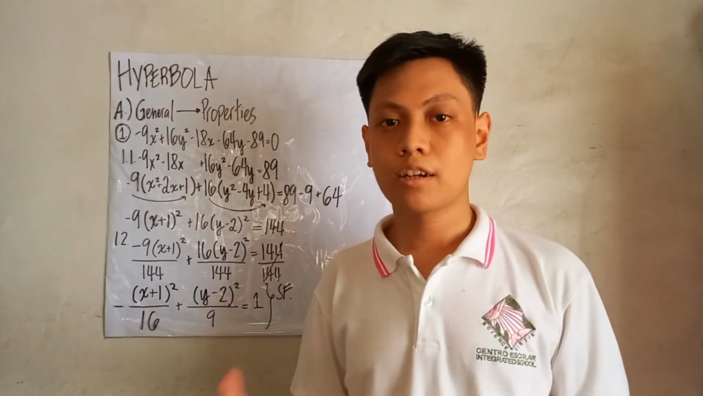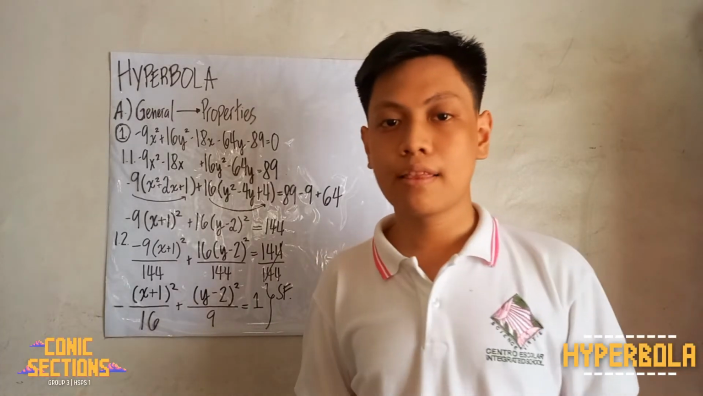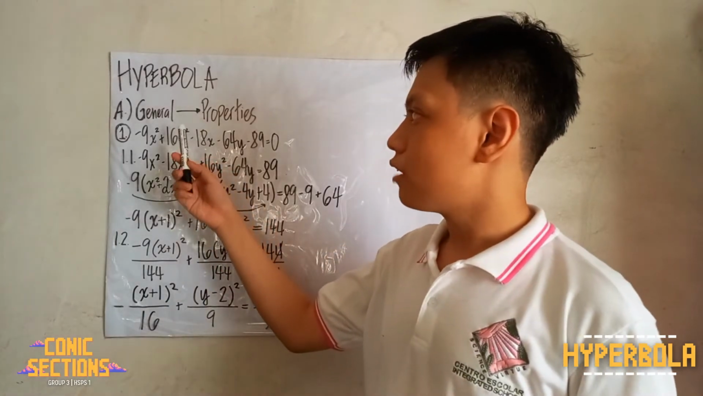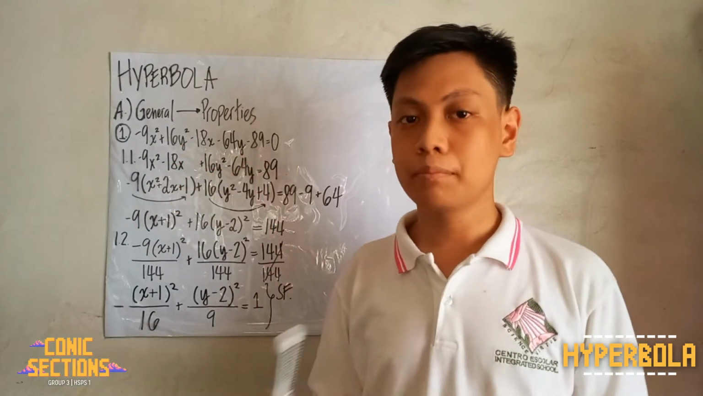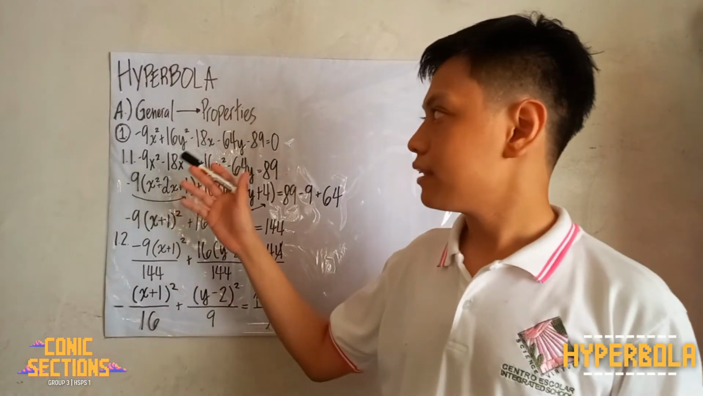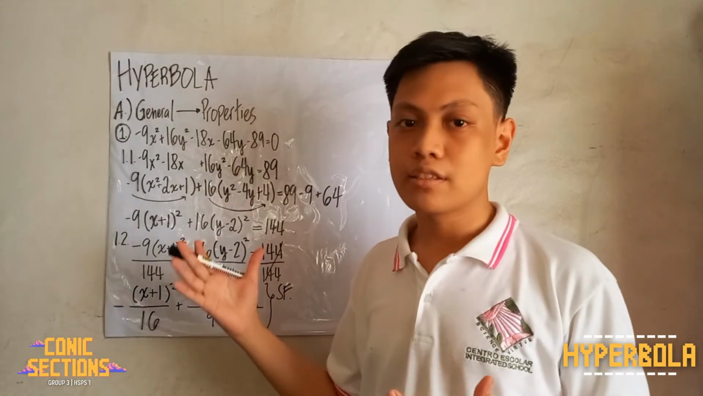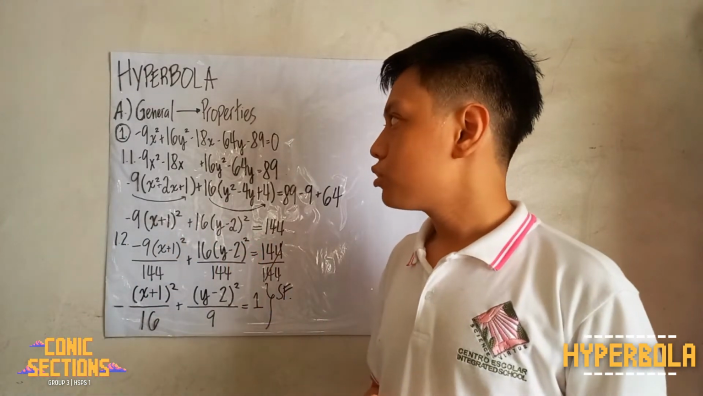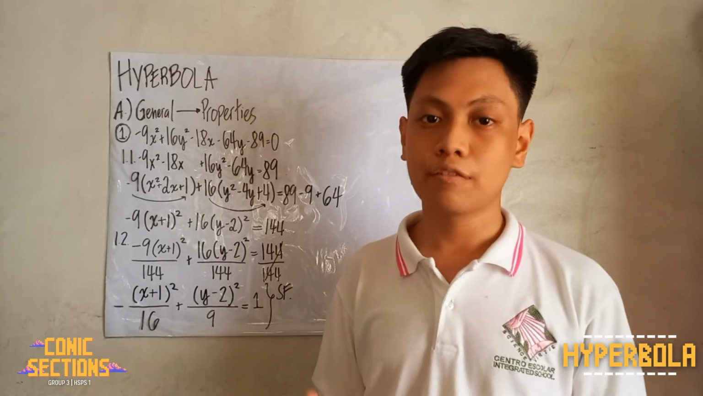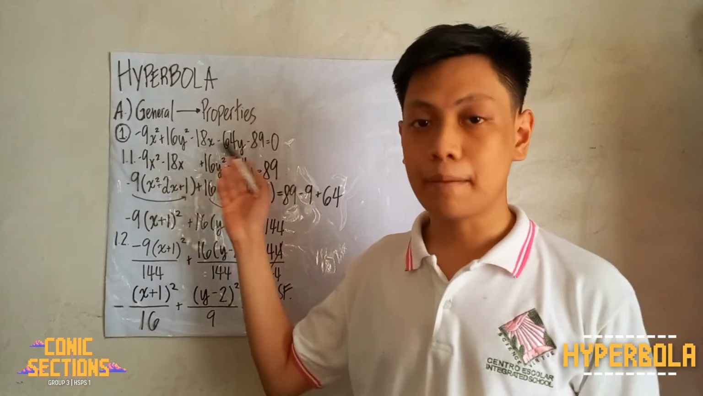In discussing this conic section, we'll follow the same structure we had with earlier conic sections, and that is that we'll divide the explanation into two parts. Part A will be solving general to properties, and part B will be solving properties to general equation. Now for part A, we provide two examples. And in solving these kinds of questions, we usually need to convert the general equation into the standard equation of the hyperbola first before we can begin to find the properties of our item.